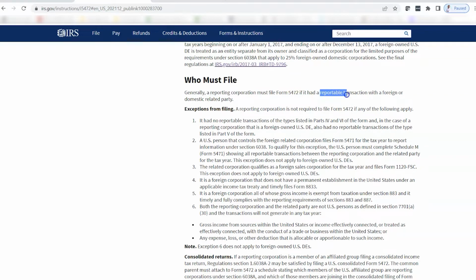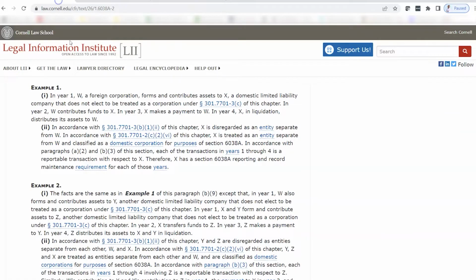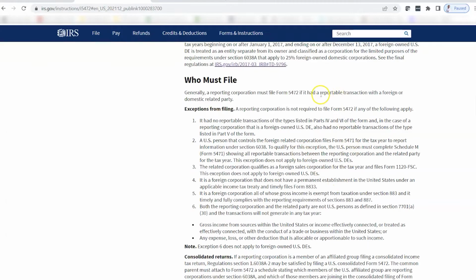We also want to know what a reportable transaction is. So for the purpose of this video, we're going to go through the flow chart. As I stated, we're going to combine example 1 and 2 together, and we'll specifically look at year 3 because we've already dealt with year 1 and year 2 in the prior videos. We'll come back to reportable transactions very soon, but now let's look at exceptions.